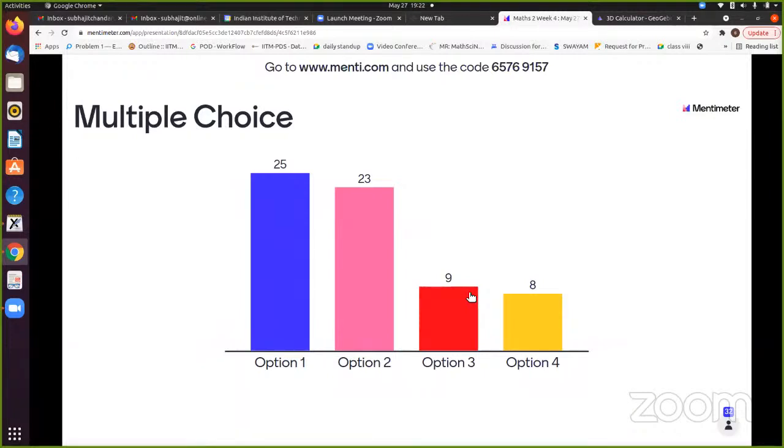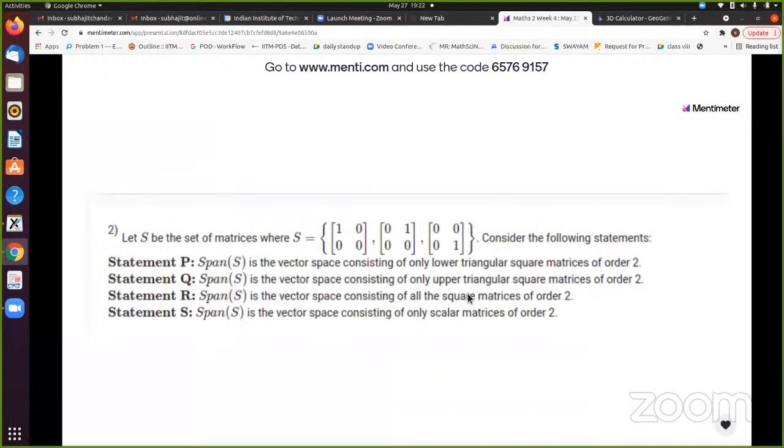Okay, so this problem is fine. Now this problem: we are dealing with a vector space of matrices. S is a set of matrices where these three matrices are given. Now consider the following statement: the span of S is a vector space consisting of only lower triangular matrices. You know what lower triangular matrices are, right?